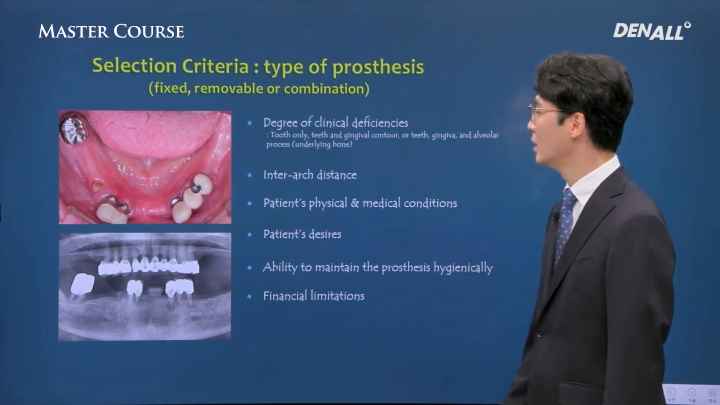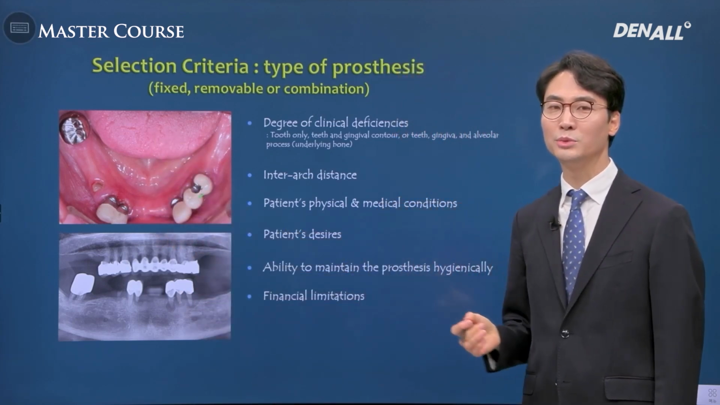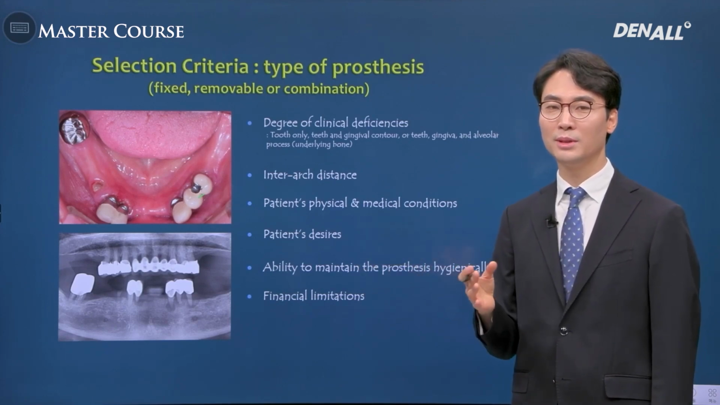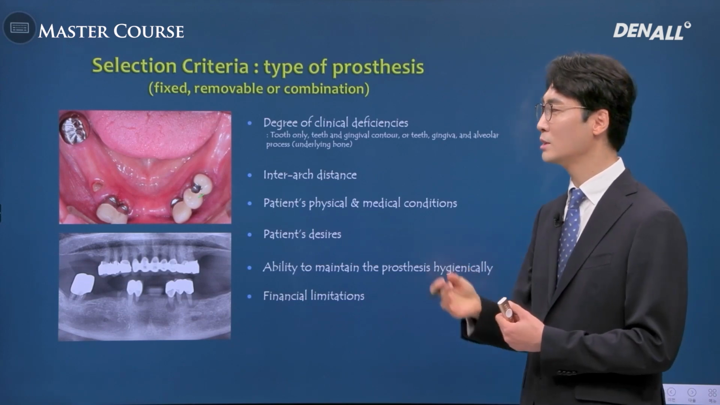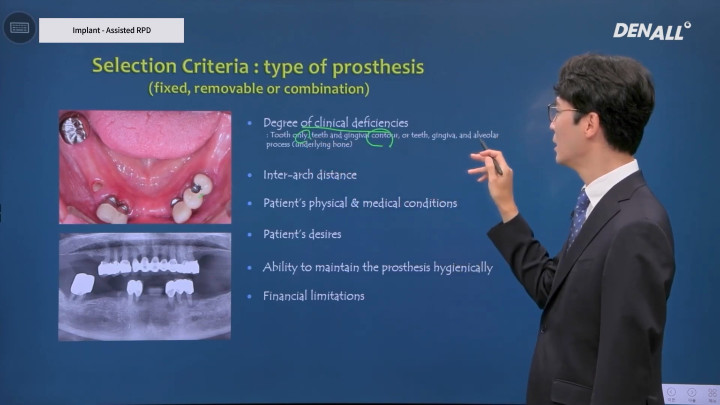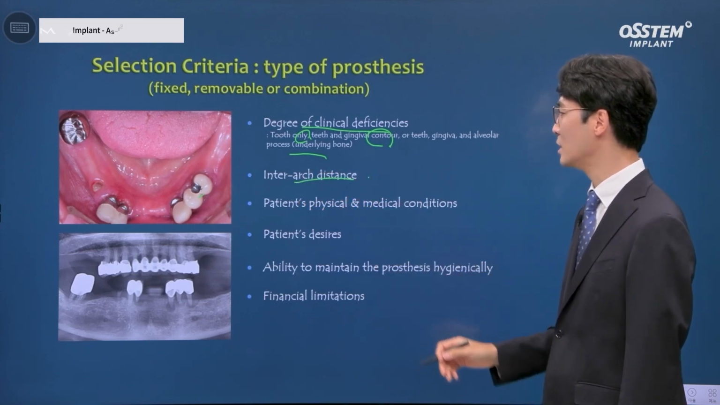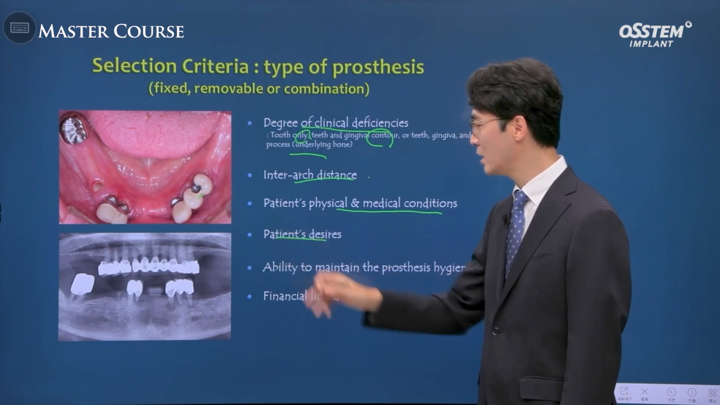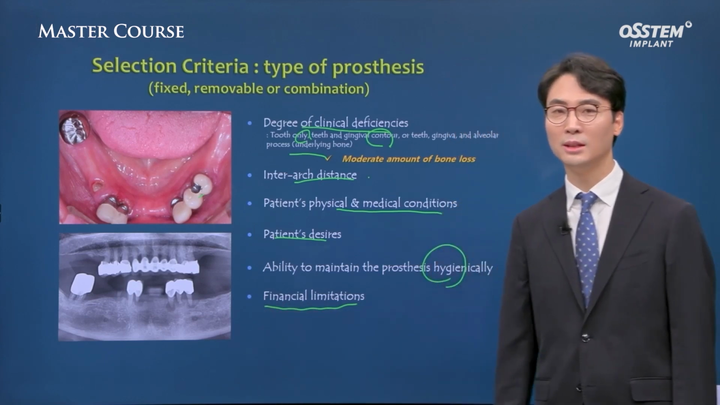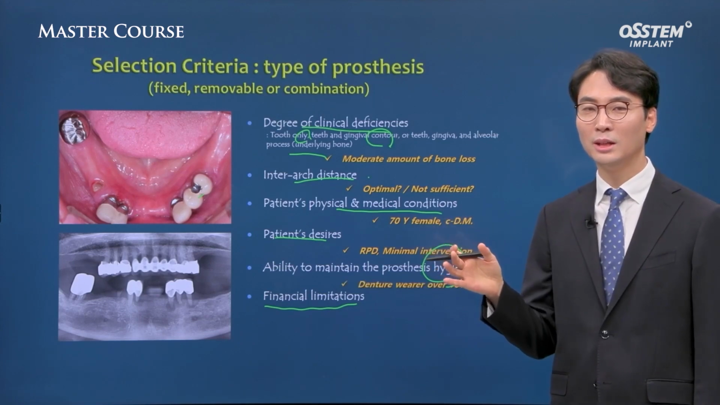If you do analysis, if we are to assume that the remaining teeth in the lower are to be extracted, the patient is going to be fully edentulous in the mandible. There are various options to consider, such as complete denture or fixed partial denture using multiple implants. In determining the treatment option, we need to look at the degree of clinical deficiency, whether it's tooth only or gingival contour, or if there is underlying bone loss as well. We need to evaluate interarch distance, patient's physical and medical conditions, patient's desire, and patient's ability to maintain the prosthesis hygiene, as well as financial limitations. We need to take an overall look and then come up with appropriate treatment plan.